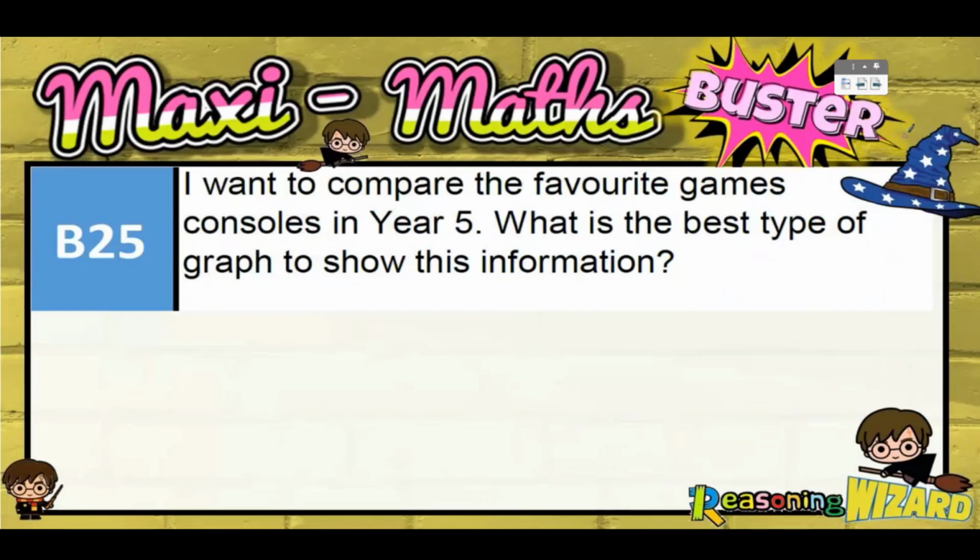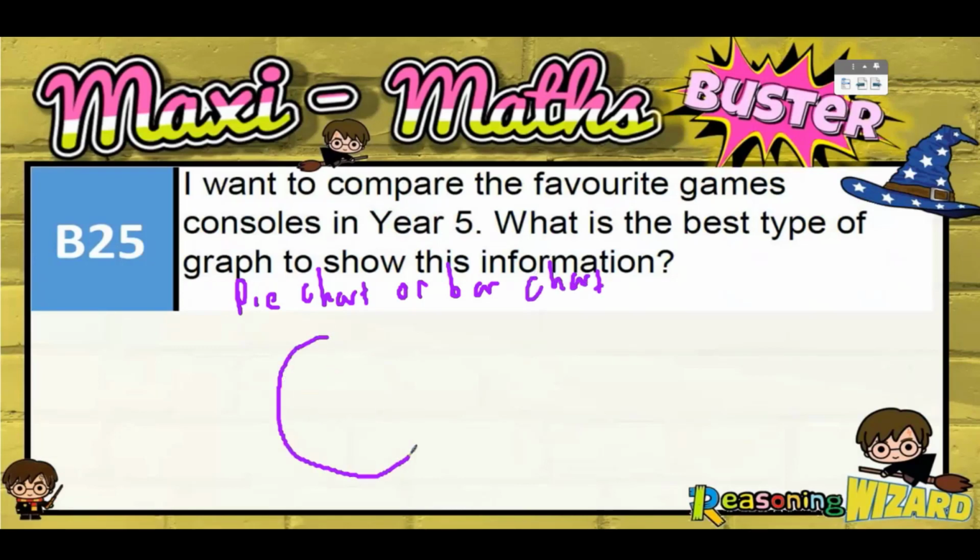Question 25. I want to compare the favourite games consoles in year 5. What is the best type of graph to show this information? Well, the correct answer to this is either a pie chart or a bar chart. And there are advantages and disadvantages of both.